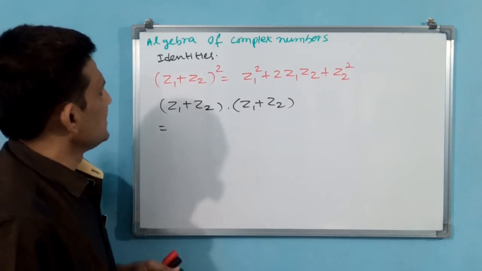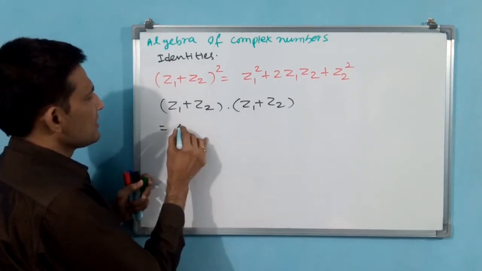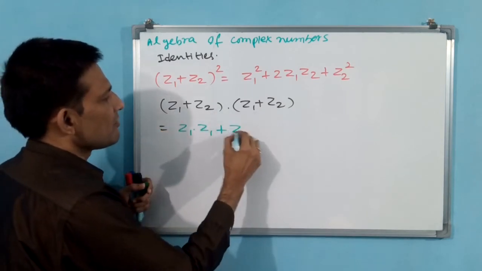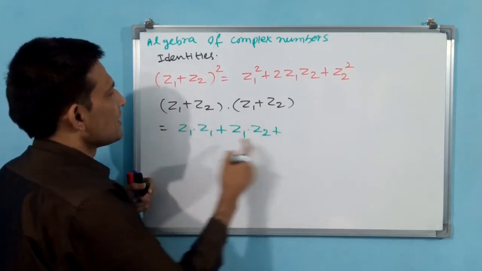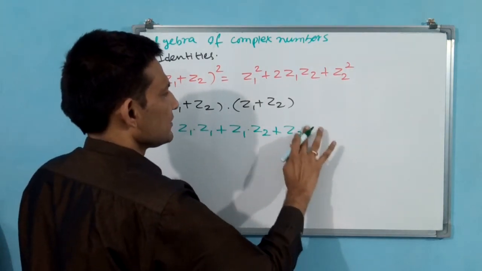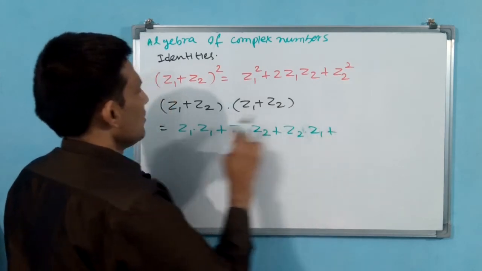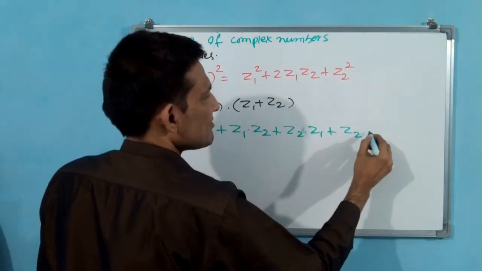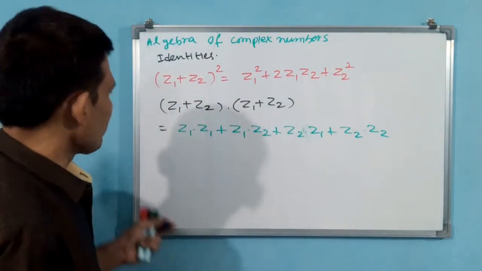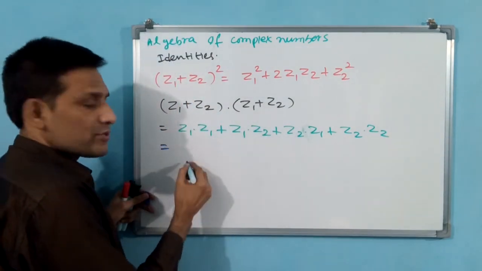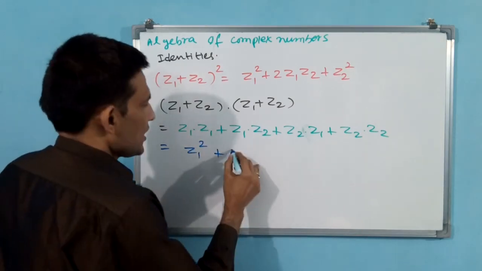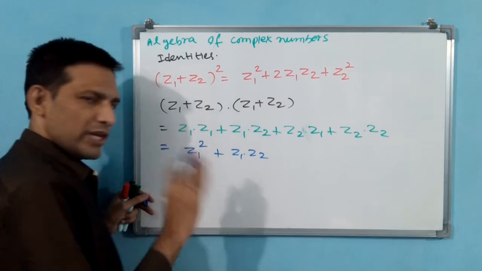Z1 into Z1, plus Z1 into Z2, plus Z2 into Z1, plus Z2 into Z2. Z1 into Z1 is Z1 square, plus Z1 into Z2, like that only you keep.